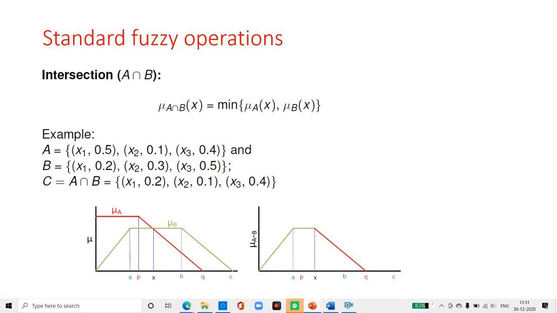Next is a simple example using the intersection of A and B. Here, example: A equals the set x1, x2, x3 with values 0.5, 0.1 and 0.4. Here we are plotting 0.5, 0.1 and 0.4 for A. Then for B, 0.2, 0.3 and 0.5. So we are plotting these values.